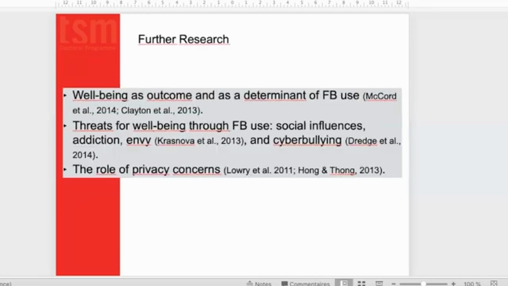Future research could include well-being as a determinant of Facebook use, or one could also include threats to well-being through Facebook use, because we did not use social influences, addiction, envy, and cyberbullying, which could decrease happiness and well-being on Facebook. So it would be really interesting to work on these topics, which are highly relevant today with cyberbullying. And finally, the role of privacy concerns, as we give a lot of data on Facebook, would also be interesting to study, to see if these privacy concerns decrease the well-being and happiness created by Facebook use.